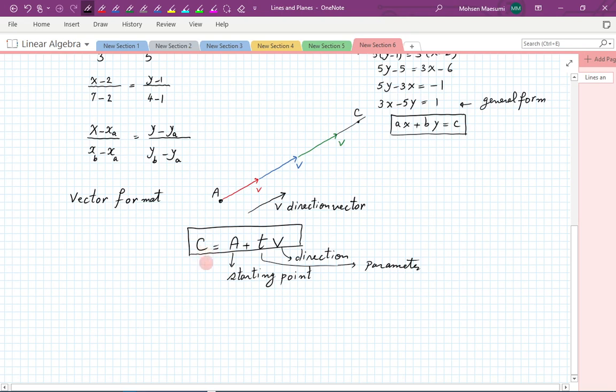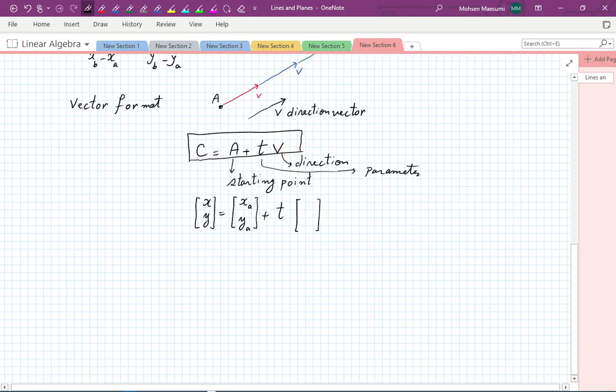For example, C will be a vector, perhaps just X and Y. A will be your starting point, if you wish to call it, for example, X A, Y A or something. T is, well, we said that's how many steps you are going to make, and V is your direction vector. So how should we represent the direction vector? Perhaps by some parameters such as, say, C and D.